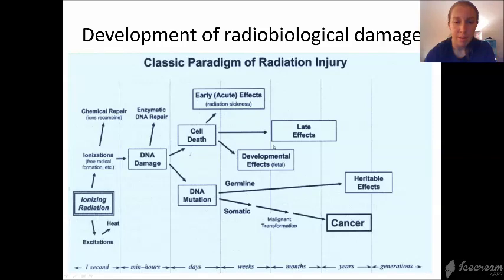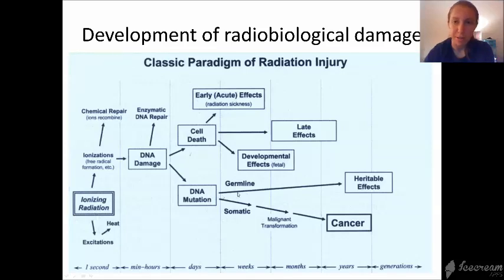You can have developmental effects in your fetus, which can occur in the span of weeks, and then late effects, which can occur in the span of months. These are effects that you don't know you have until a little bit later, more on the deterministic side of things. And then you have a DNA mutation. So you go down 2 lines here.